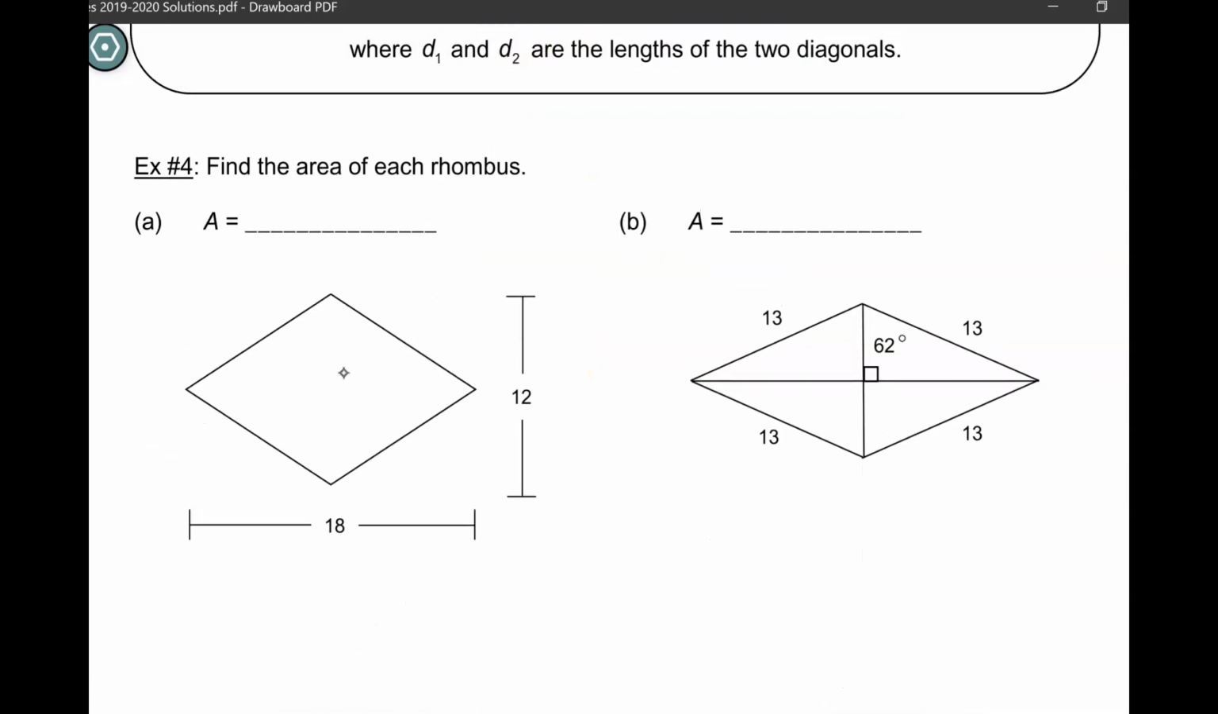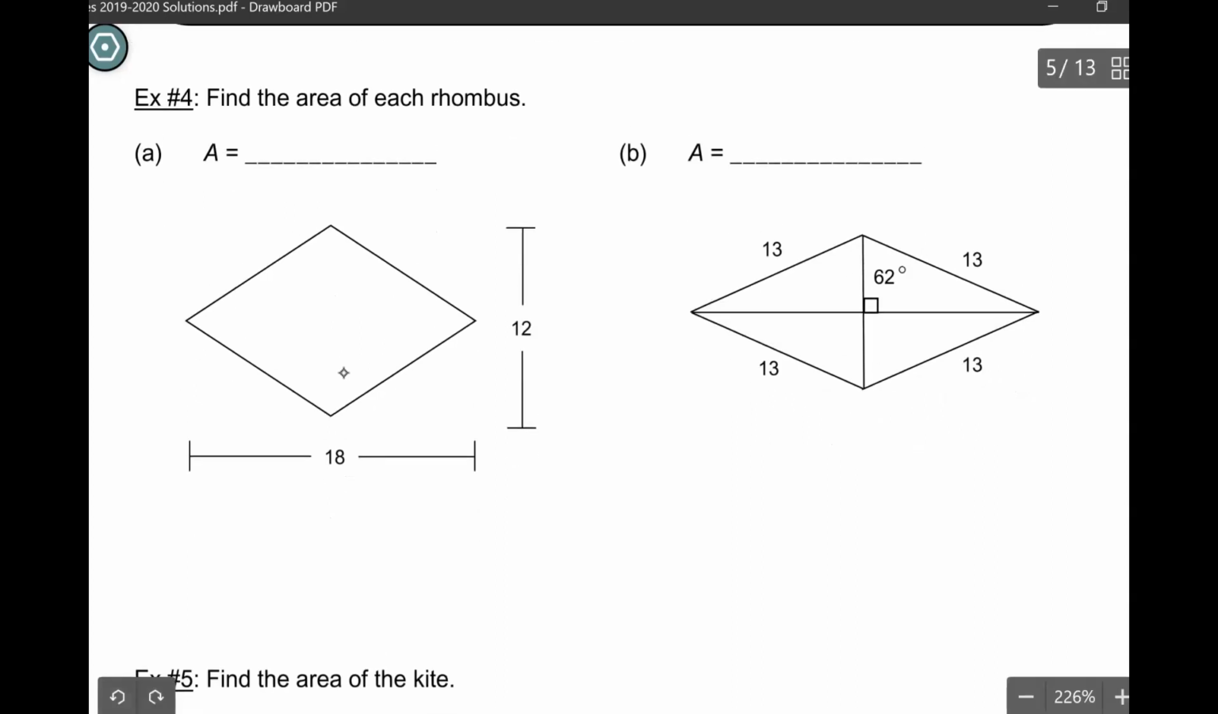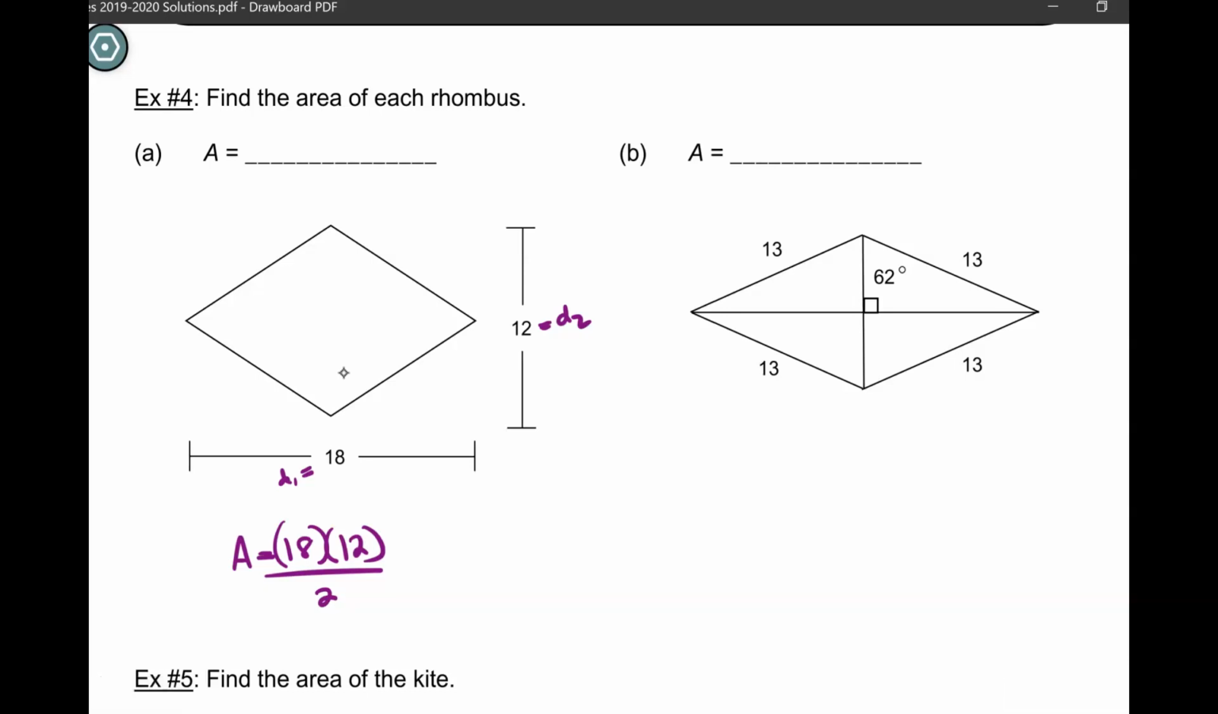So here we have example 4, finding the area of each rhombus. And this just shows us 18 is diagonal 1 if we want to say, and this is diagonal 2. So the area is going to be 18 times 12 divided by 2. So that's going to be 108. And I don't have any units, so we can just leave it blank.